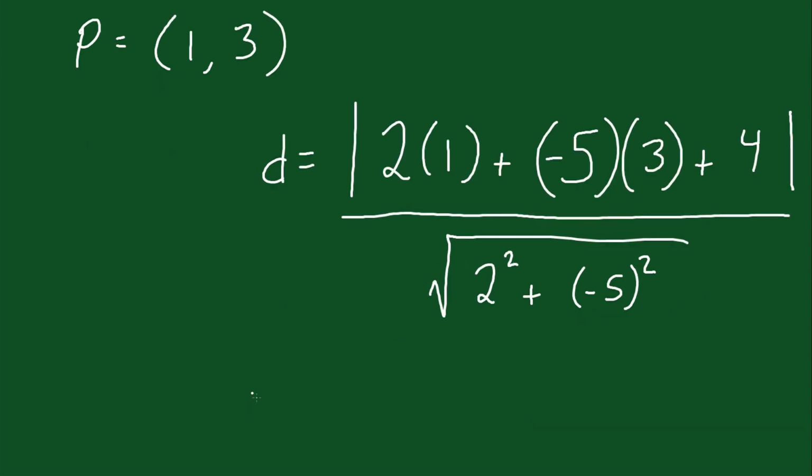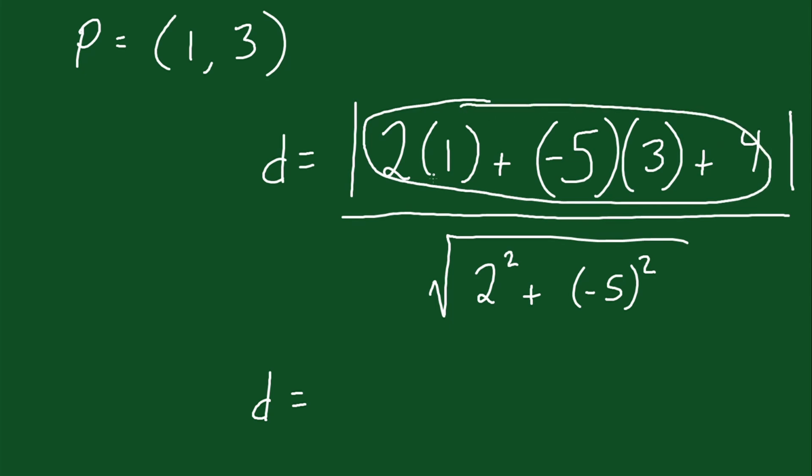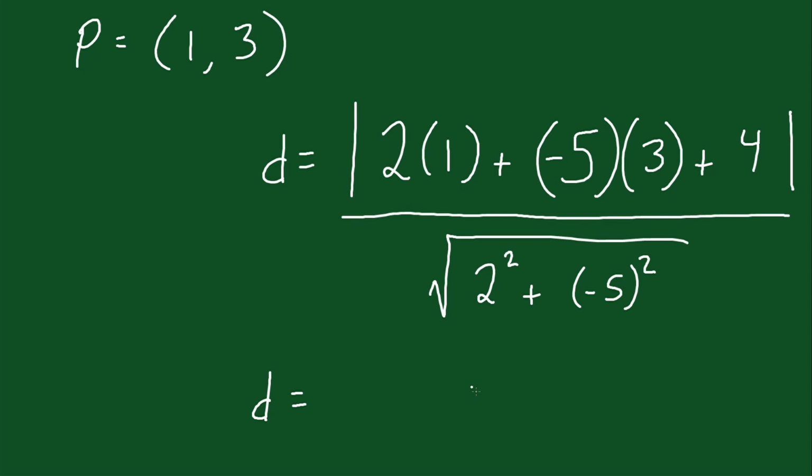And now all we have to do is compute this. So 2 times 1 is 2, negative 5 times 3 is negative 15, and then you have 4. So what's 2 minus 15 plus 4? That would be negative 9, right? So all this together here is negative 9, but remember, we have to take the absolute value of that. That means we take the positive. So instead of negative 9, we're going to take the answer positive 9. Okay, that is divided by, what is this down here? 2 squared is 4. Negative 5 squared is positive 25. 25 plus 4, that's going to be square root of 29. So this is your distance.